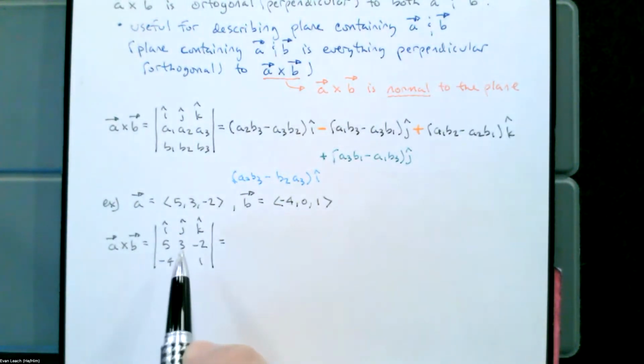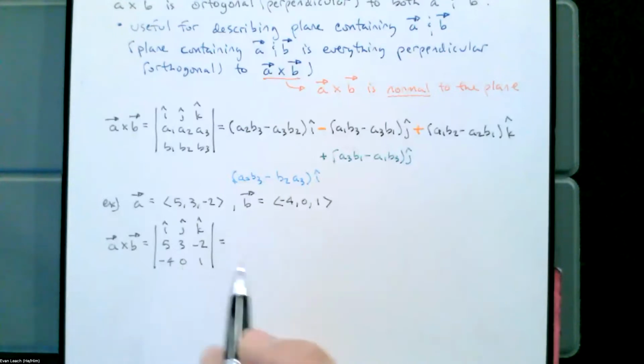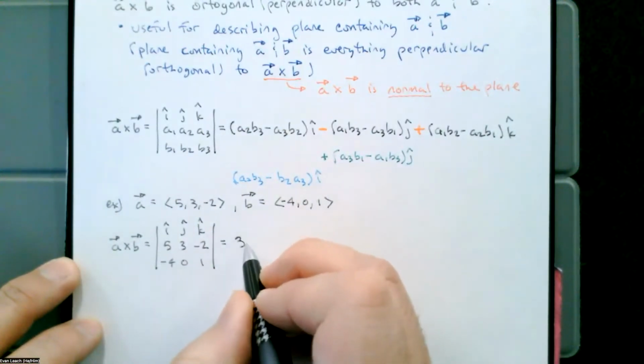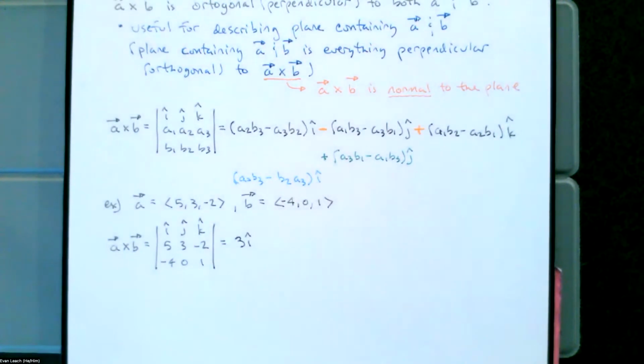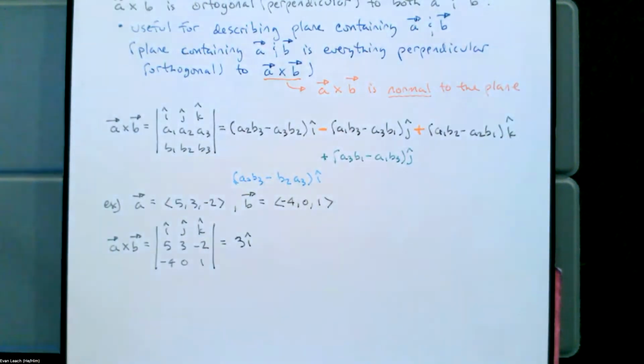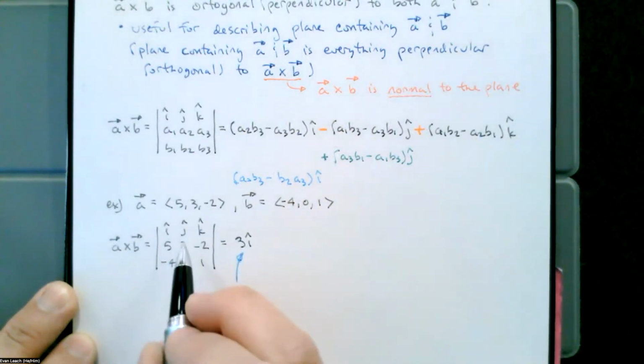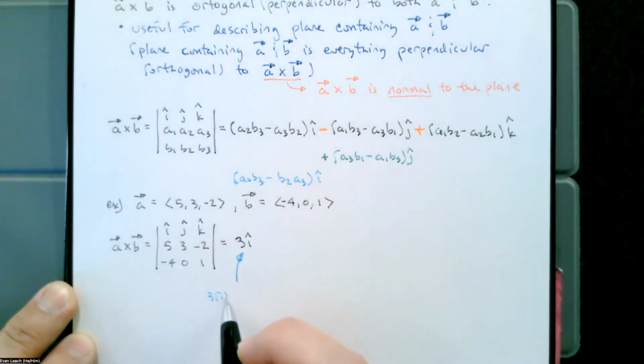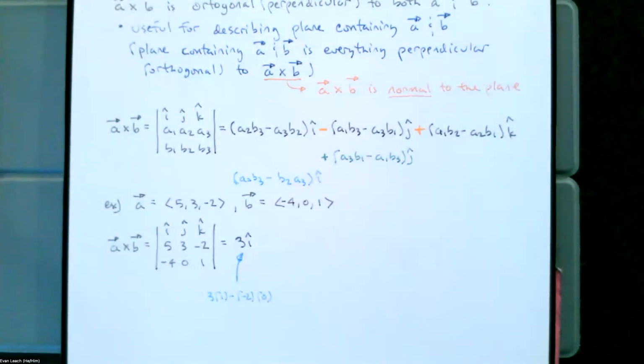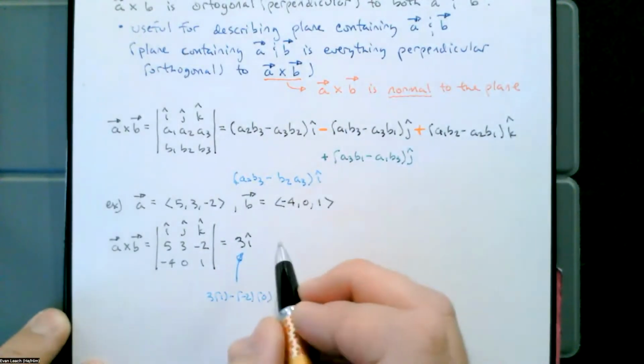So the coefficient of i will be 3 times 1 minus negative 2 times 0. 3 times 1 is 3. So that one came from 3 times 1 minus negative 2 times 0. It was blue earlier. So there's 3 up here. Came from 3 times 1 minus negative 2 times 0. Then we're going to subtract and do the next one.